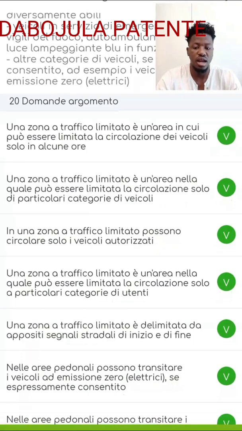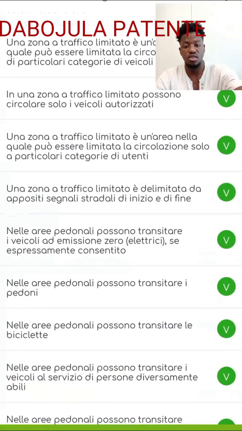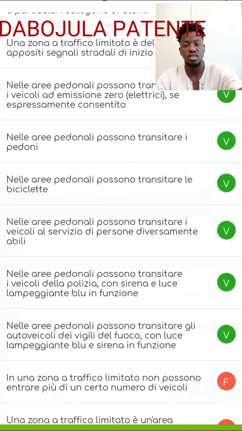Nelle aree pedonali possono transitare i veicoli ad emissione zero se espressamente consentito. In pedestrian areas, vehicles that are of zero emission might be allowed to transit if they are allowed in those areas.